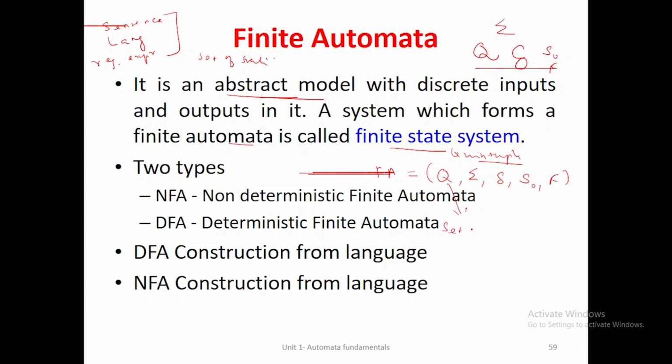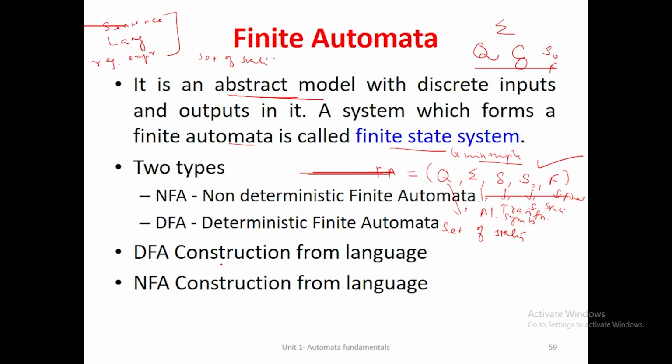Q means set of states. Sigma means set of alphabet symbols. Delta means transition flow or transition function. S is a starting state and F is a final state. These 5 parameters will be considered as finite automata.